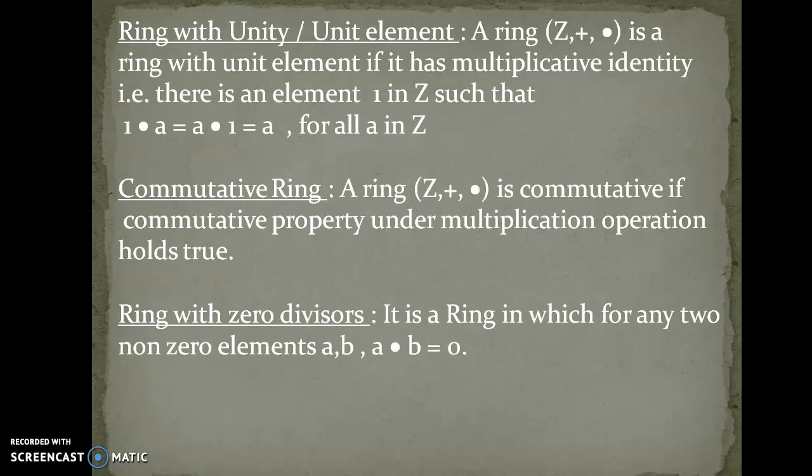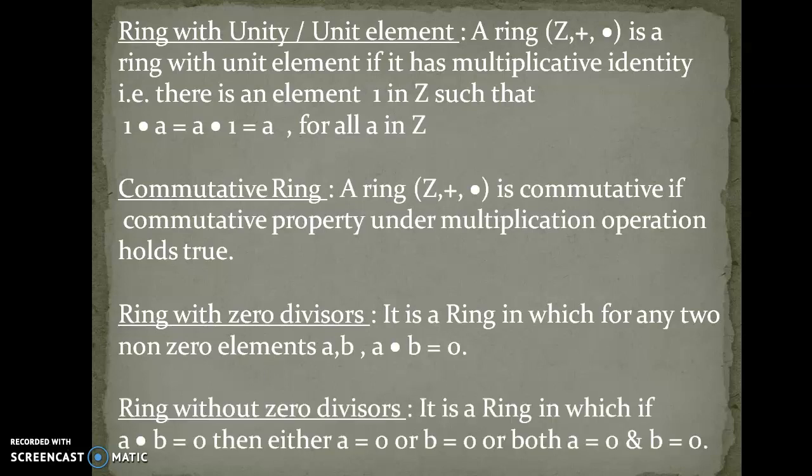Then this is a new concept, ring with zero divisors. If for any two non-zero elements you get the product of those two as zero, then the ring is said to be with zero divisors. Here this can be explained with the help of matrices. The product of any two non-zero matrices can be a zero matrix, and that is a ring with zero divisors. And without zero divisors is a common concept, that is, if the product of two elements is zero, then either of them or both of them are zero.